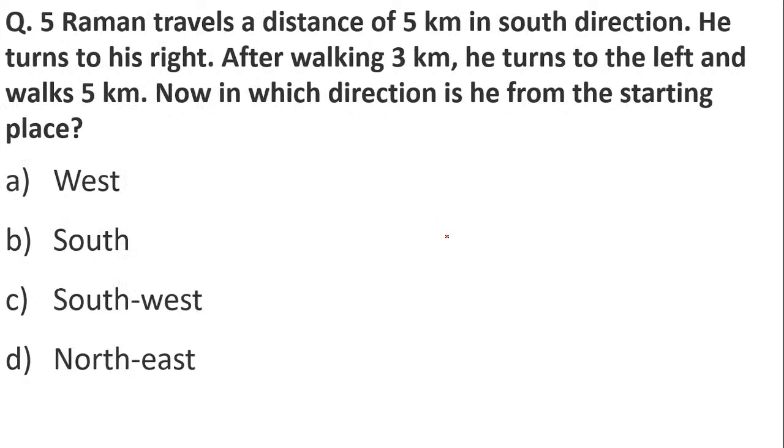Raman travels a distance of 5 kilometers in the south direction, then turns to his right. After walking 3 kilometers, he turns to the left and walks 5 kilometers. Now, in which direction is he from the starting place?